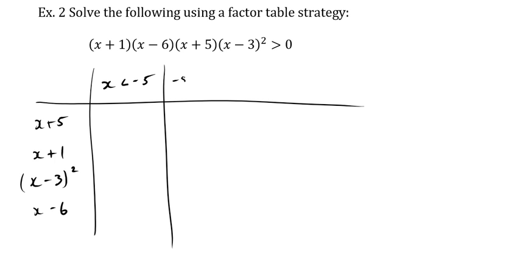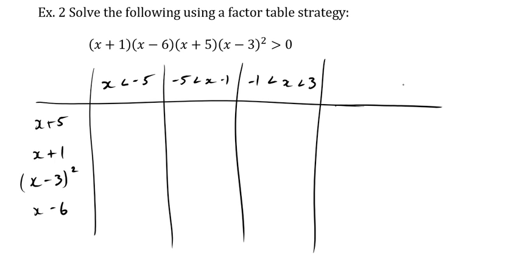X between negative 5 and negative 1. Between negative 1 and 3. And x, another one, between 3 and 6. And then x greater than 6. A lot more writing.